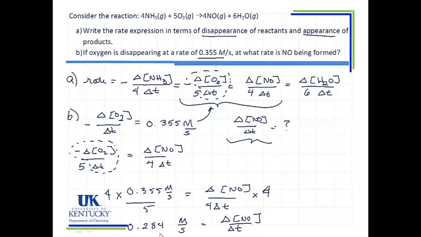Now let's look at the numbers and do some comparison. We see that NO is appearing at a slower rate than O2 is disappearing. See that number there? See this number here? We see that NO is appearing more slowly than the O2 is disappearing. If we look up here at the balanced equation and we see these coefficients, that should make sense to us. For every 5 O2 that we consume, we're only going to make 4 NO, so O2 will be disappearing more rapidly than NO will be appearing. So our number makes sense to us.